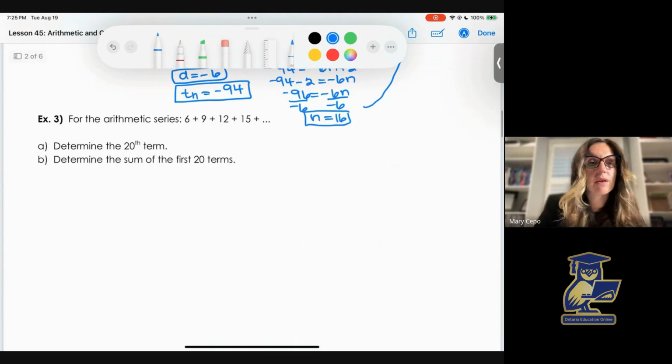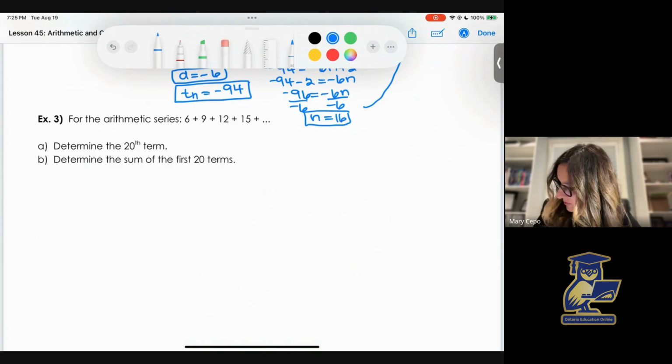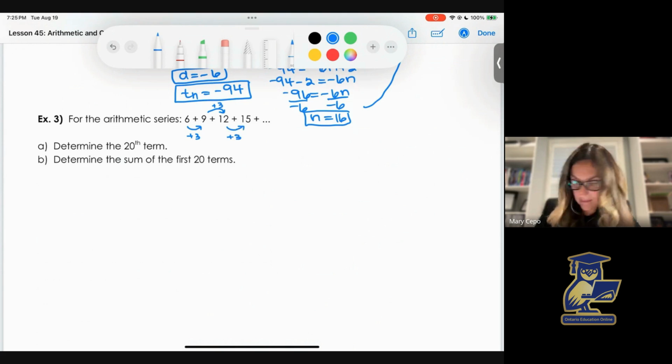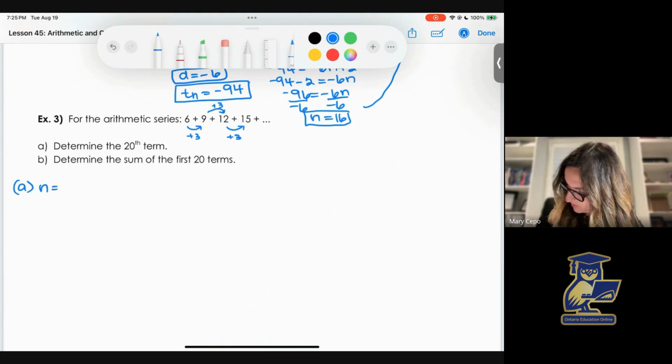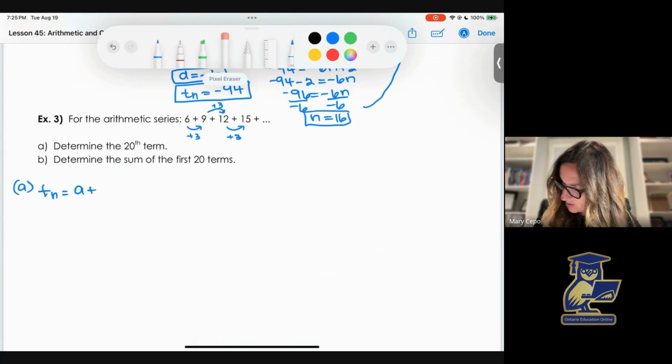Okay, moving on to example 3. We have the arithmetic series 6 plus 9 plus 12 plus 15, and we want to determine the 20th term. So in this case, again, that common difference we still need, which is plus 3, plus 3, plus 3. Okay, so looking at A, we just want to know what the 20th term is. So in this case, because we only want to know what the term is, we are going to use the arithmetic sequence formula to determine what that term is.